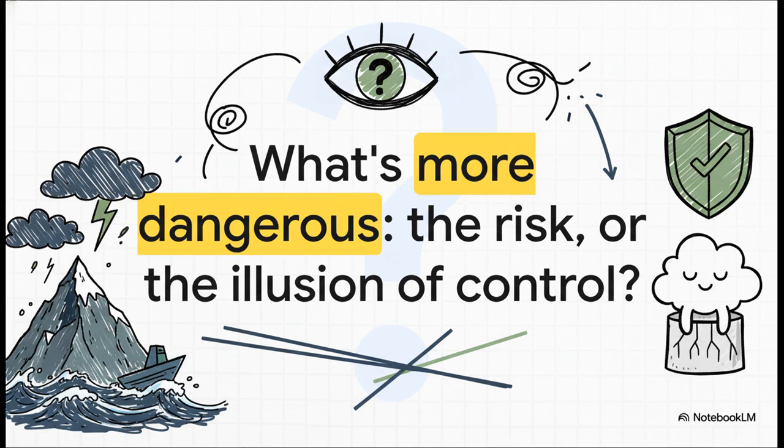At the end of the day, a risk matrix gives us the feeling of control. It simplifies the complex. It reassures us. But this brings us to one last critical question we have to ask ourselves. What's truly more dangerous, the risk itself or the comforting, powerful illusion that we've already got it all under control?